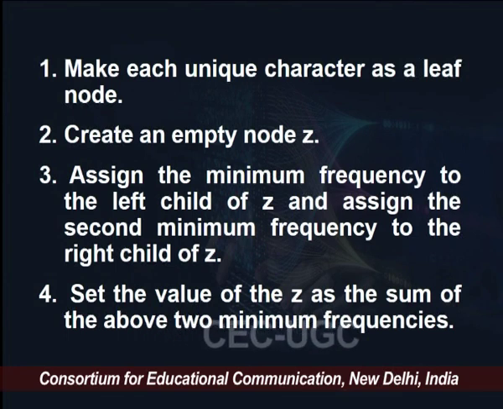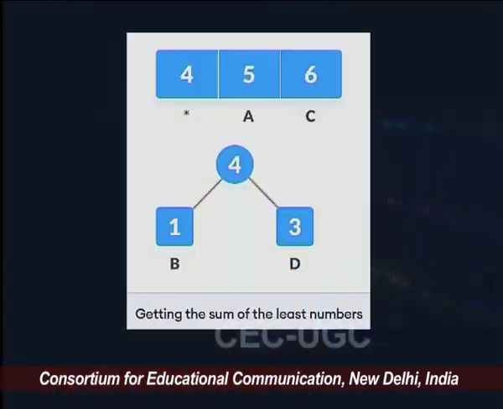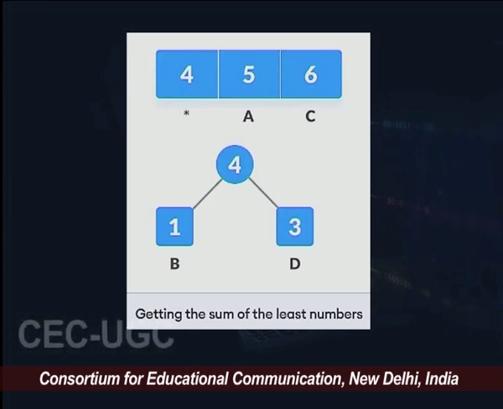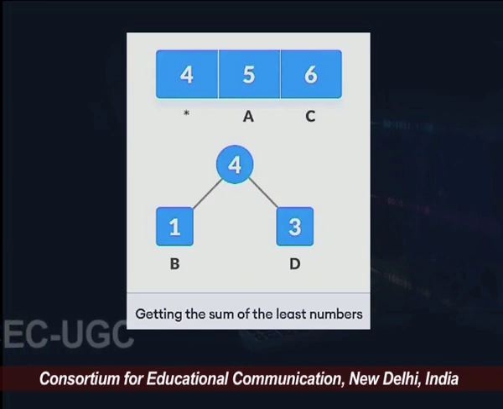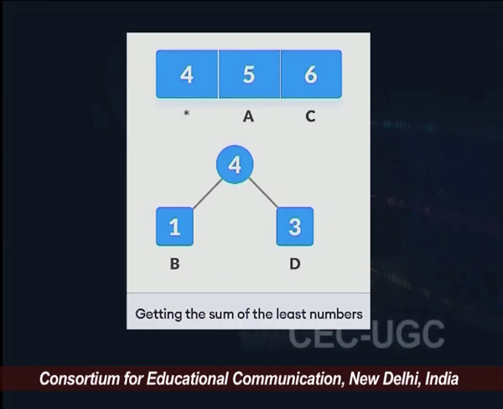Set the value of Z as the sum of the above two minimum frequencies. So how are we going to do this? Here let us say we have these characters. We have 1 and 3 as the frequencies of B and D, and 5 and 6 as the frequencies of A and C. So we will start with the minimum frequencies, which are 1 and 3.